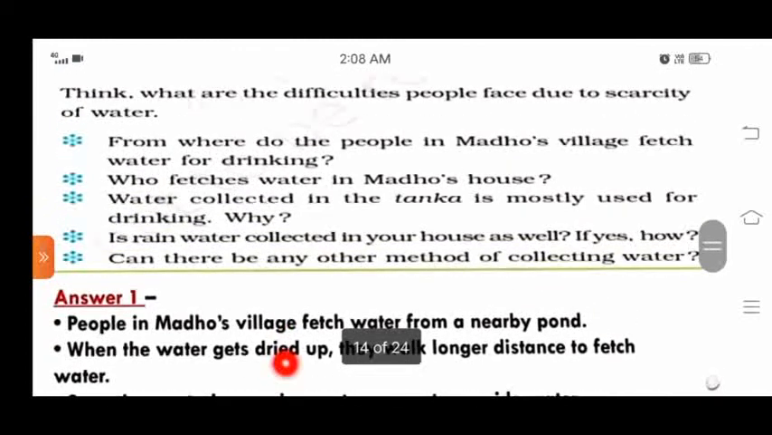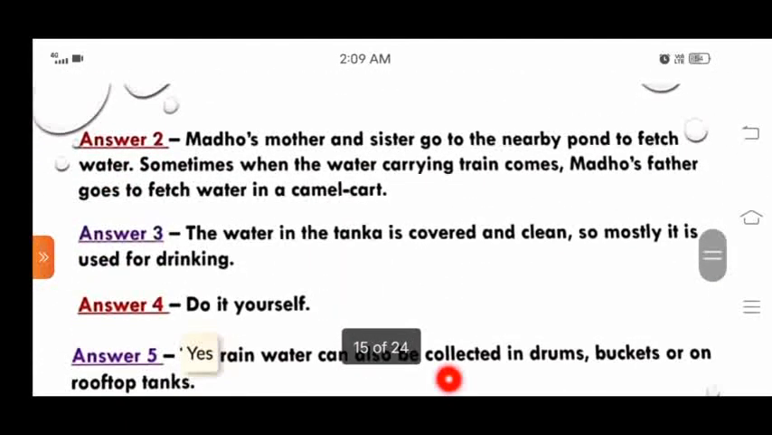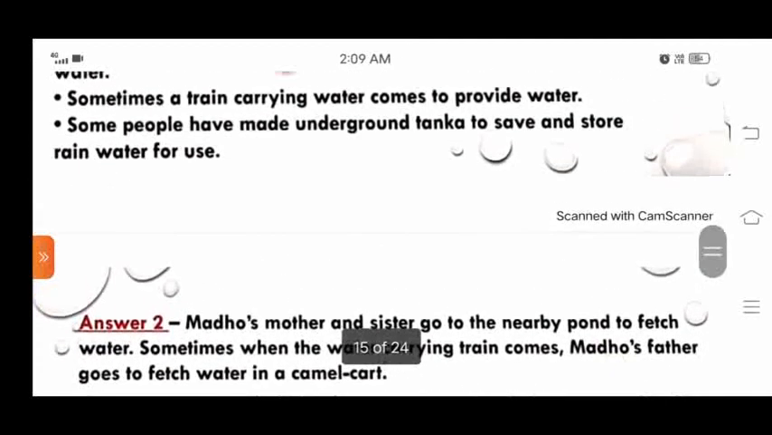This is question number 3. What collected in the tanka is mostly used for drinking? Water collected in the tanka is mostly used for drinking. Why? So the answer is there. The water in the tanka is covered and clean, so mostly it is used for drinking.